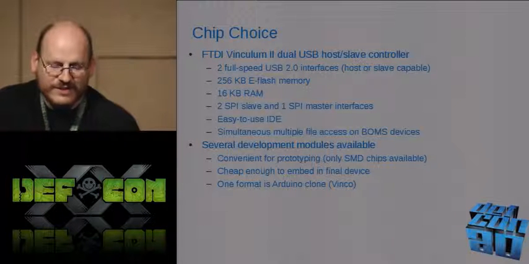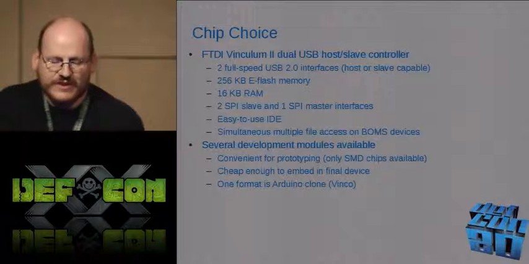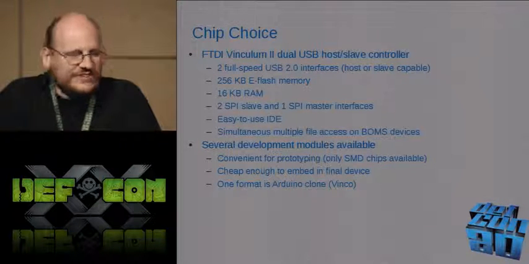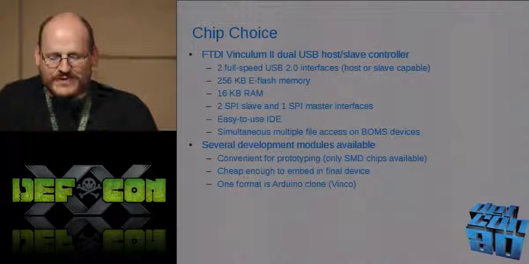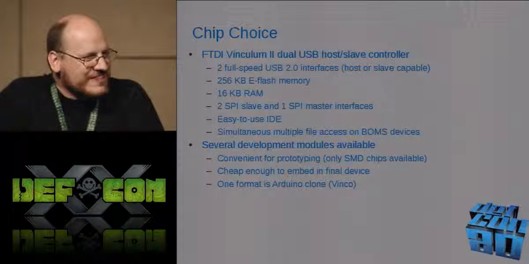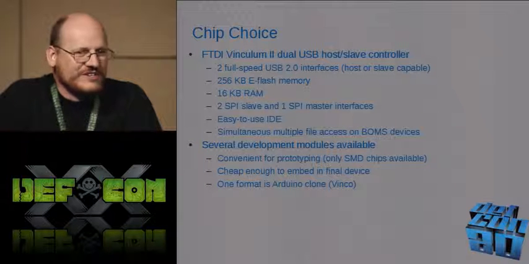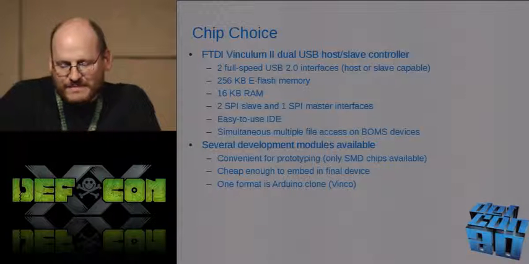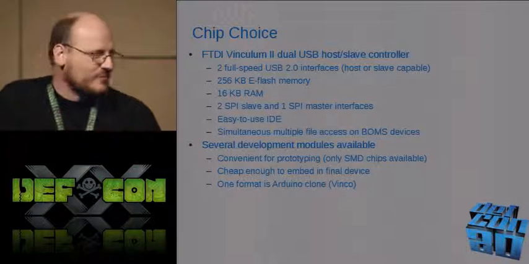So how does this work? These Vinculum II chips allow for two full-speed USB 2.0 interfaces, which can be host or slave interfaces. The chip also has a whopping 256K of flash memory, which if you don't do microcontrollers doesn't sound like a lot, and if you do, it does. 16K of RAM and normal microcontroller kind of stuff.